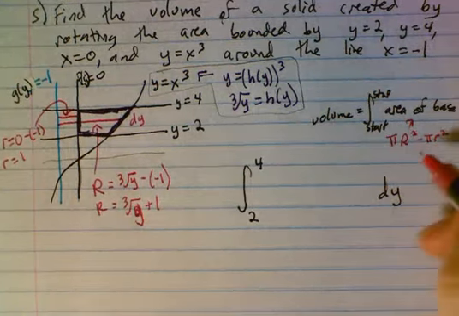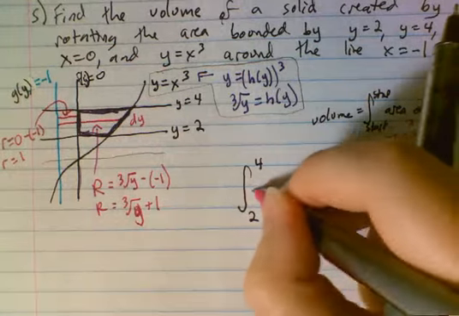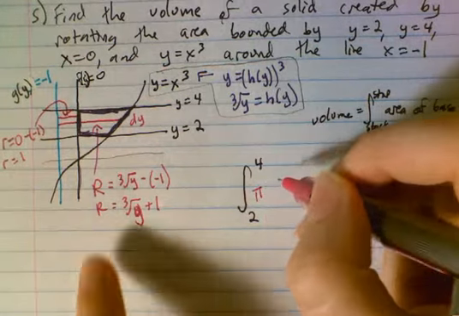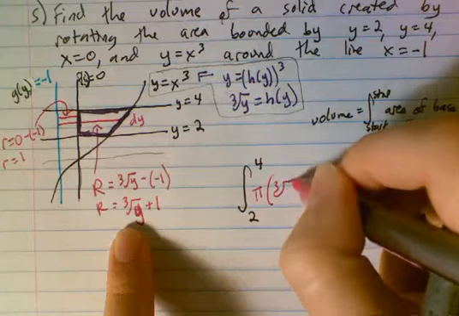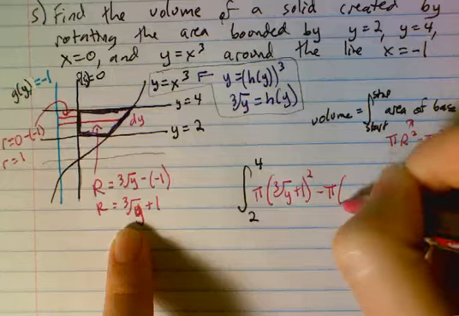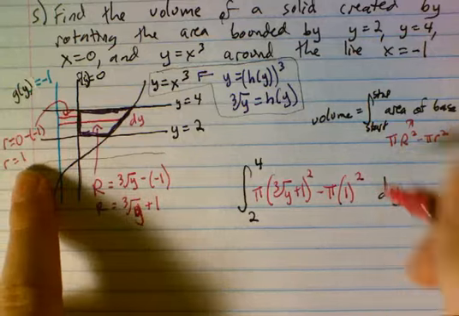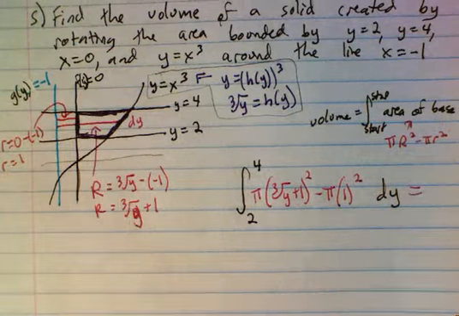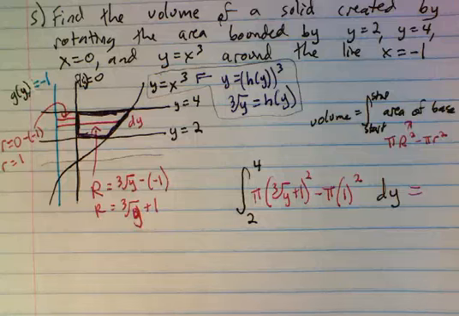Okay, almost done. We just have to put in our little equation here. We are good to go. So we've got pi, big R is cubed root of y plus 1, quantity squared, minus pi, little r is 1 squared. That's all in terms of y.